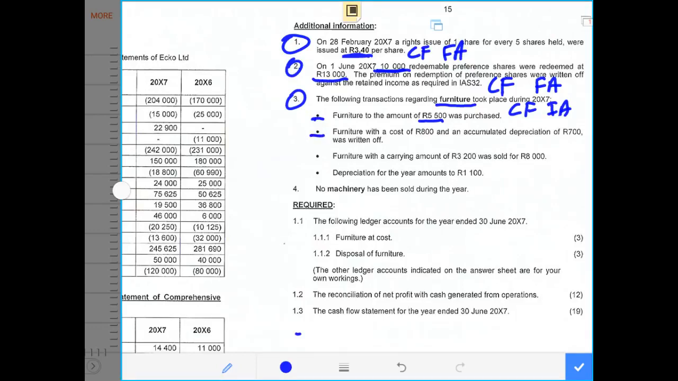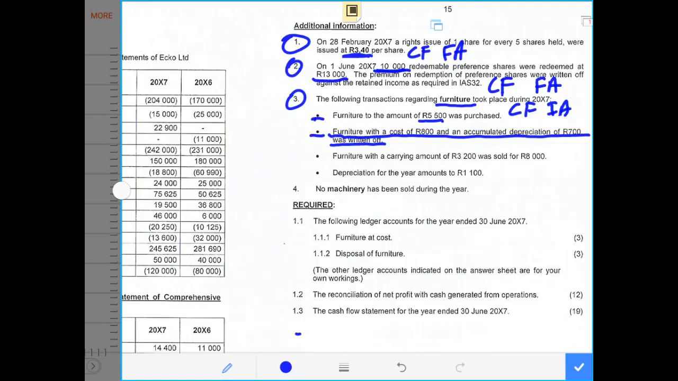The second one is furniture with a cost of 800 rands and an accumulated depreciation of 700 that was written off. Remember, if you write off an asset, you just derecognize it from the books of the business, because the useful life of the asset has expired. The minute we reach the total estimated useful life, the asset must be written off out of the books of the business. When it comes to writing off the asset, in this case there is no money that came into the business and no money that went out of the business.